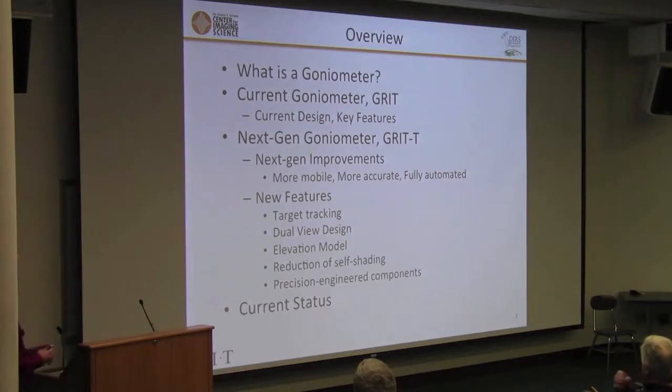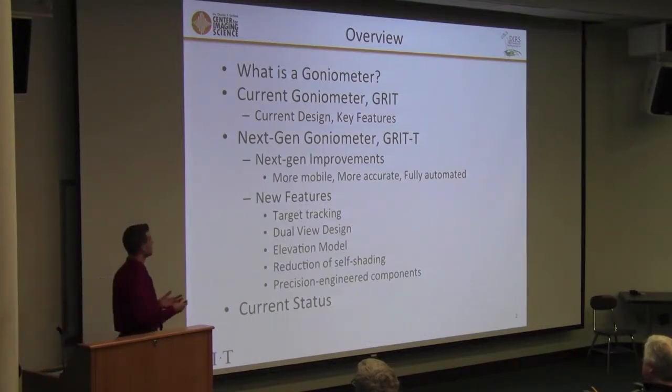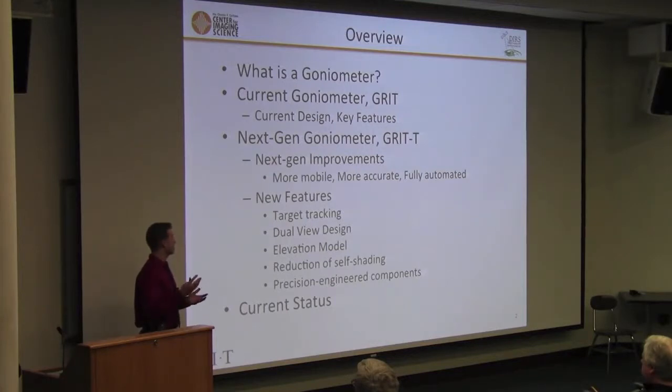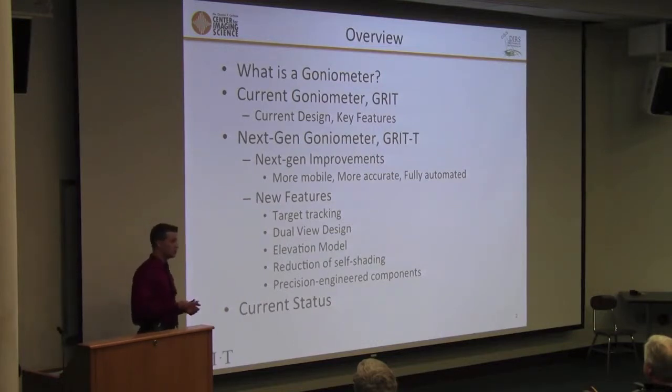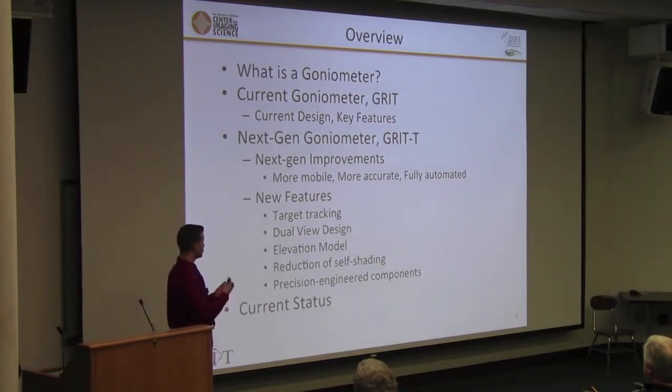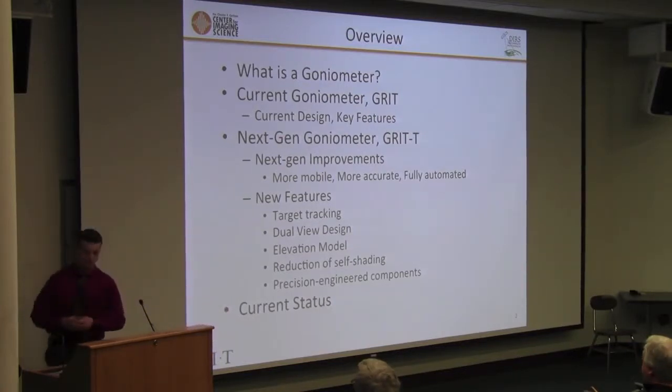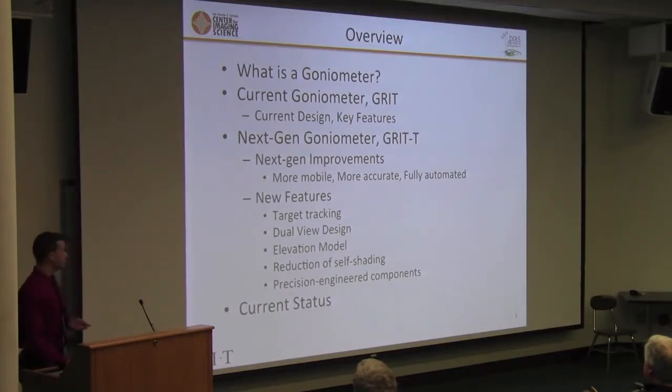So what I'll talk about is, what is a goniometer? To those not completely fluent in remote sensing terminology, it might not seem like an instrument that you've ever heard of. I'll go over that. I'll talk about what we currently have, basically start where a chip left off with what features we currently have in our grid goniometer. Then I'll talk about the next generation goniometer, which is the RIT. And I'll talk about the improvements that we made with that device over the old one, and I'll talk about some of the new features that device has over others that we've seen out in literature. And then I'll go over the current status with you and show you some cool pictures.